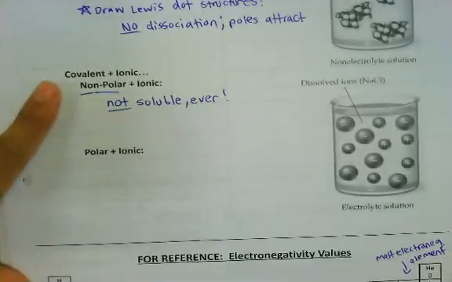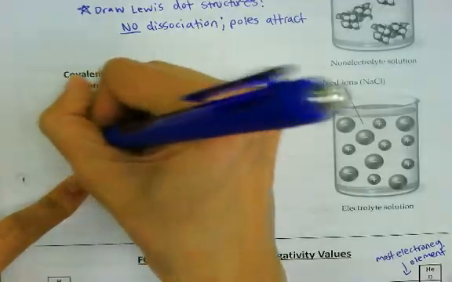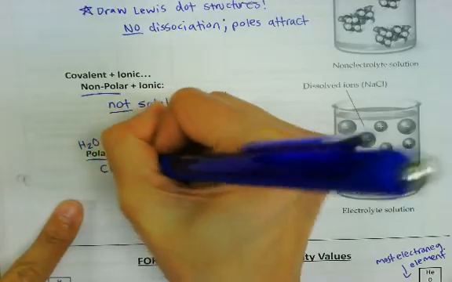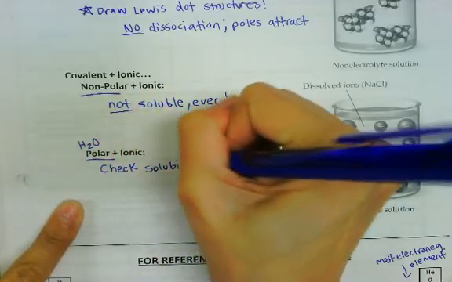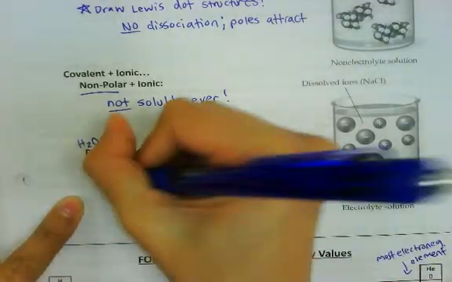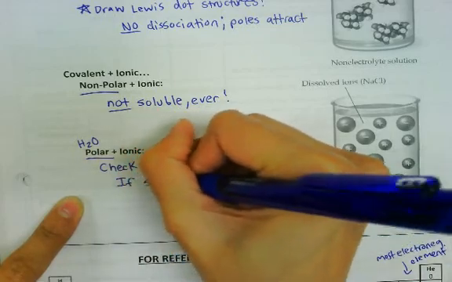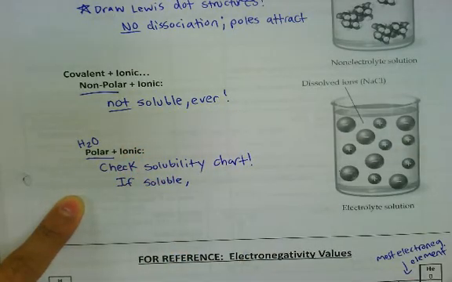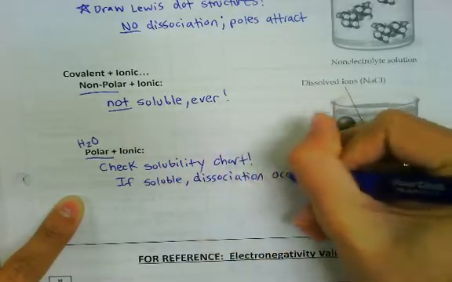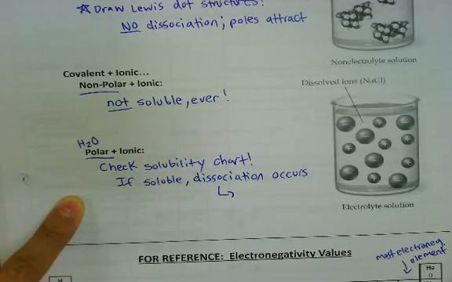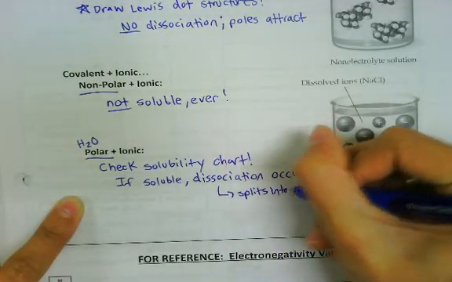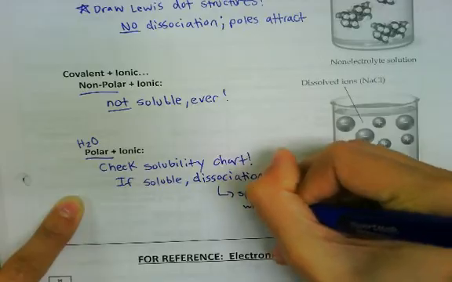If you have a polar covalent compound, however, like water, and an ionic substance, you need to check your solubility chart. If it is soluble, dissociation occurs. Remember, dissociation is when an ionic compound splits into ions when it dissolves.